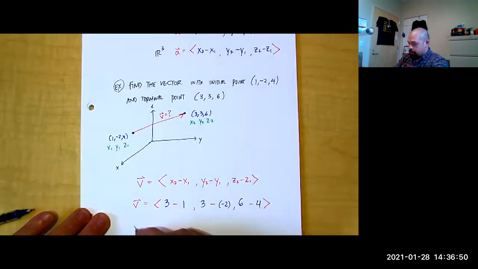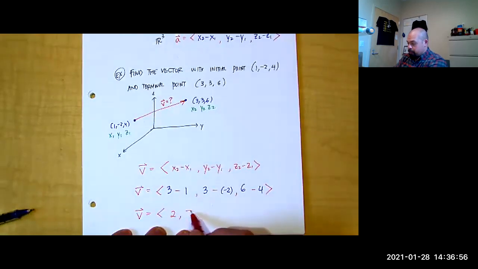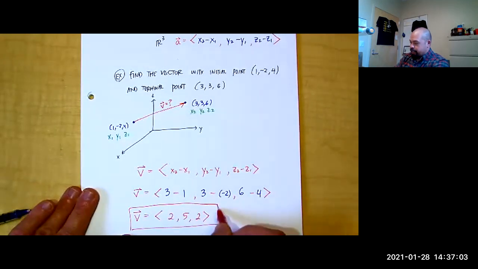So lastly, 2, 3 minus -2. 3 plus 2 is 5. 6 minus 4, 2 again. So that would be our vector.